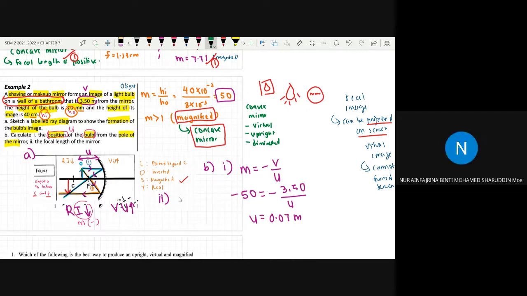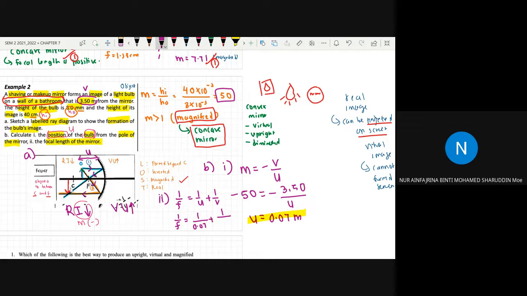Yes, Miss. Okay, now that we have U, we have V too, right? V is already there. How do we find the focal length of the mirror? What formula do we use? 1/F equals 1/U plus 1/V. Okay, very good Hanani. Is U positive or negative? Positive. Okay, very good.